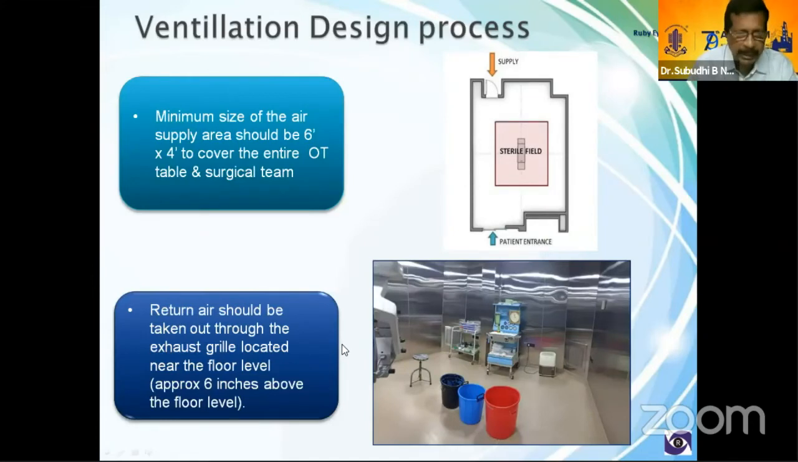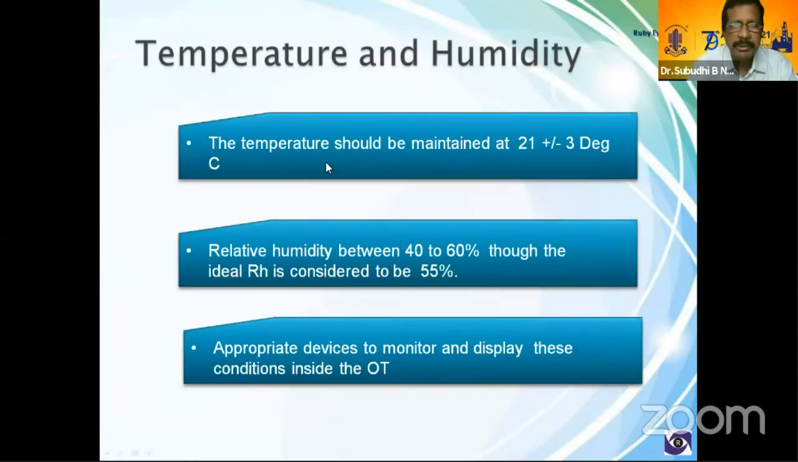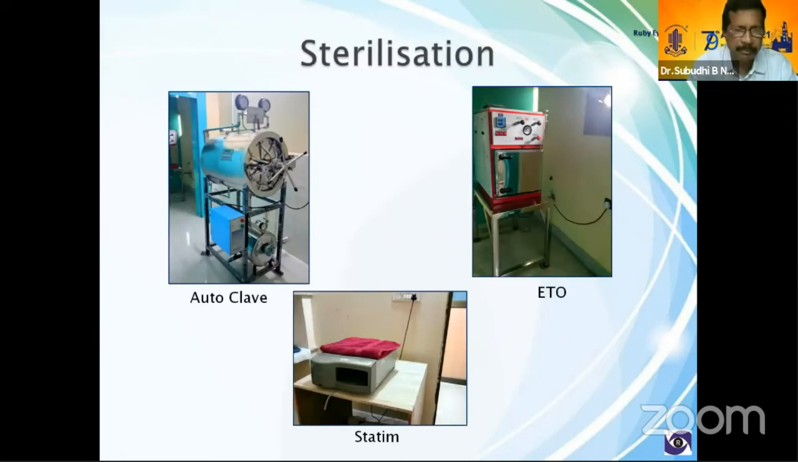Temperature and humidity. The temperature should be maintained at 21 plus or minus 3 degrees centigrade. Relative humidity should be between 40 to 60%, average 55%, and appropriate devices to monitor and display these conditions should be at the OT. Always there is a device to check them.